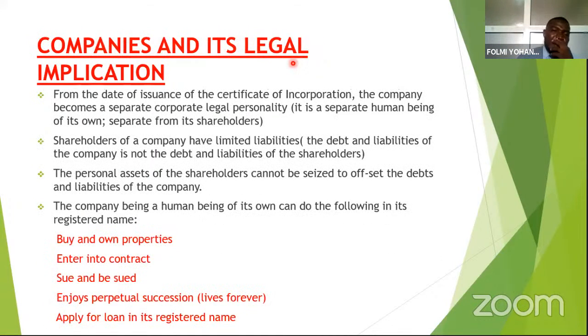So then we look at companies. When we are talking about company, we also talk about its legal implication. So when we say company, that means you have decided that you are going to register with the CAC and you want to register a company. A company too is another legitimate business organization, a business venture. But we have different types of companies. We have the private limited company, the public limited company, the unlimited company, the company limited by guarantee. But for the purpose of this class, we are going to limit ourselves to private limited company and public limited company.